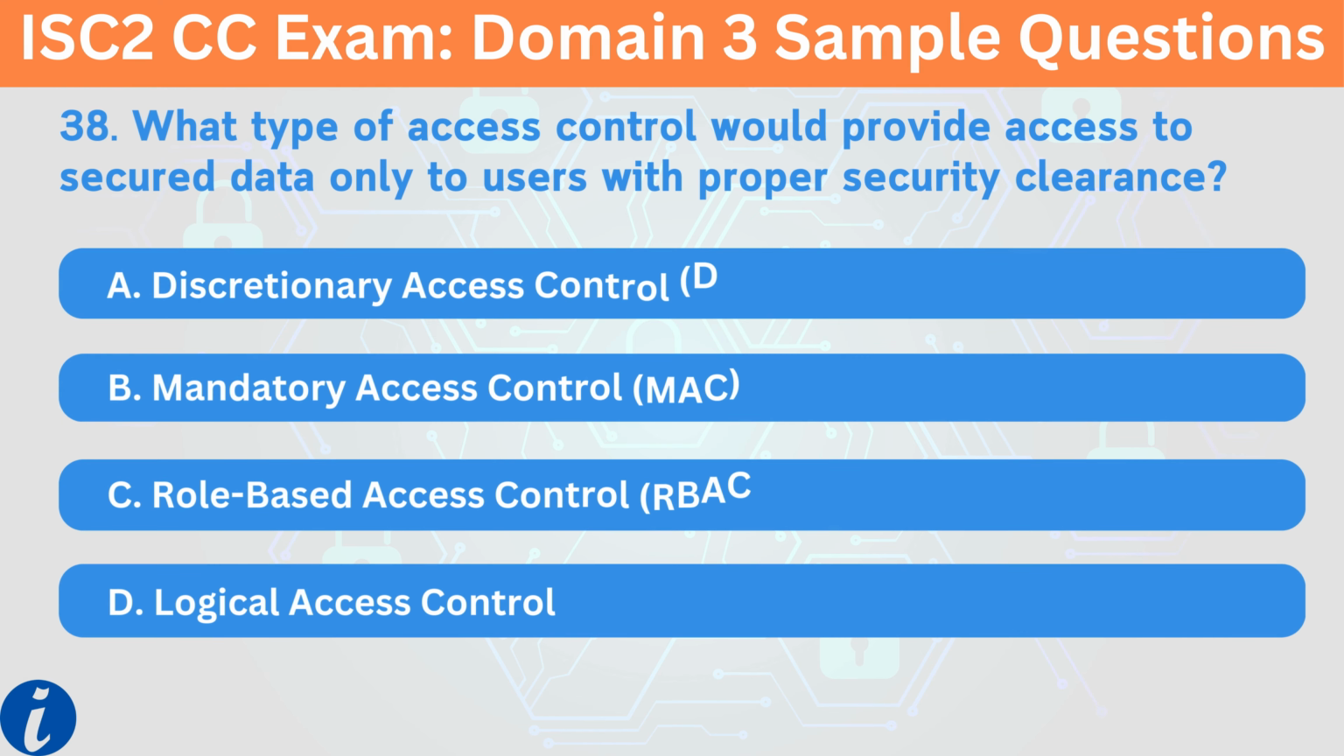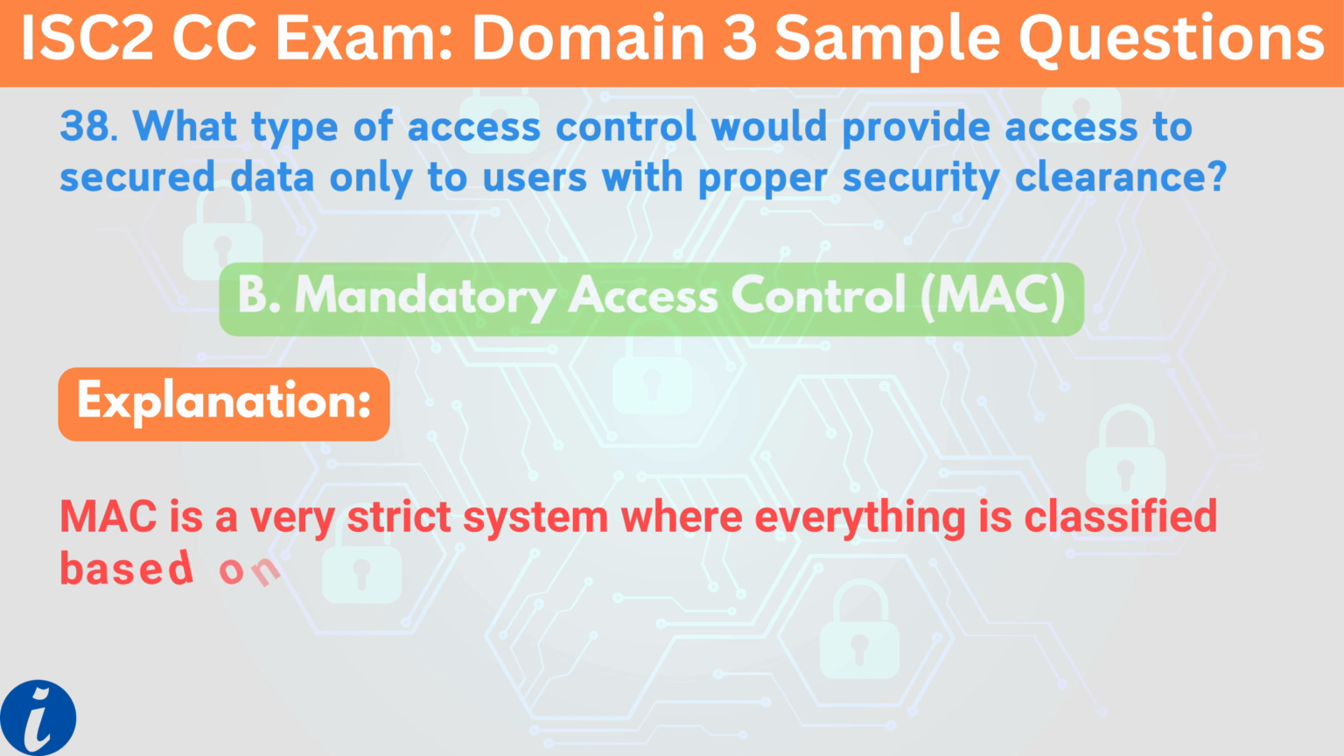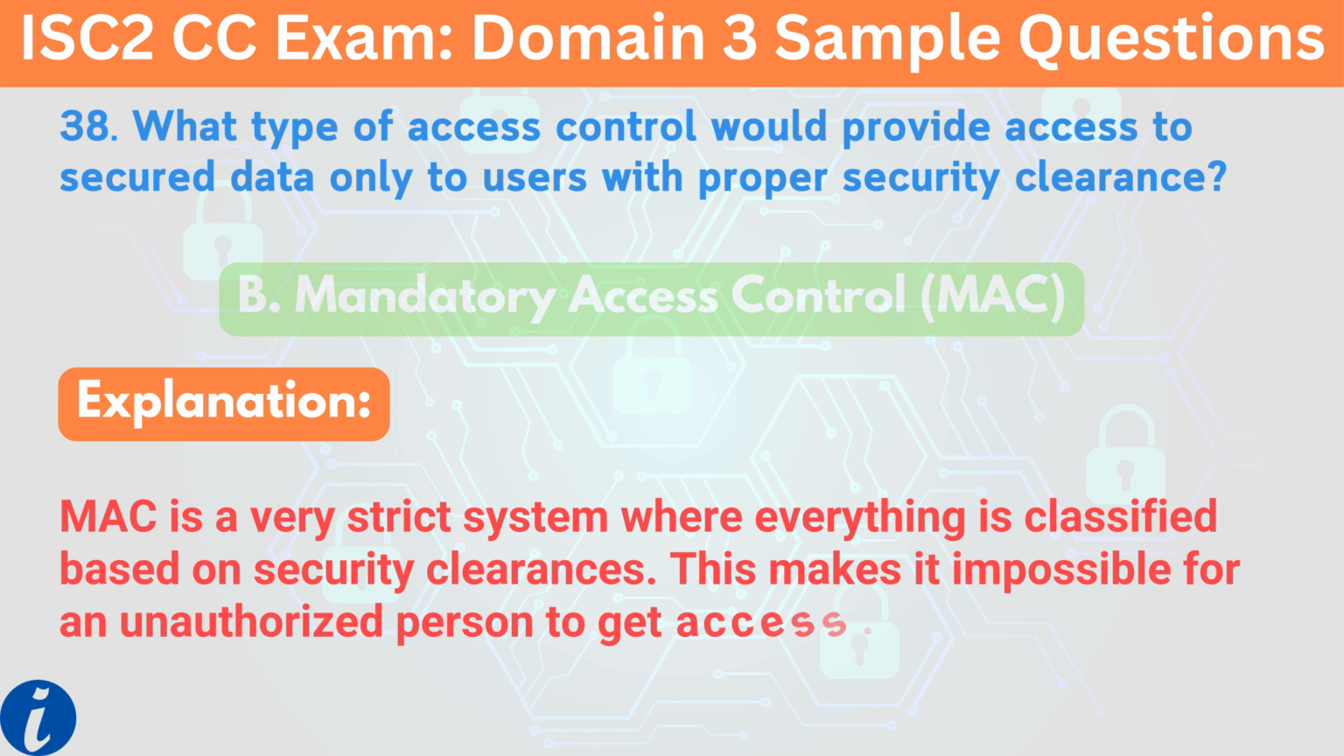38. What type of access control would provide access to secured data only to users with proper security clearance? A. Discretionary access control, DAC. B. Mandatory access control, MAC. C. Role-based access control, RBAC. D. Logical access control. The correct answer is B. Mandatory access control, MAC. Explanation. MAC is a very strict system where everything is classified based on security clearances. This makes it impossible for an unauthorized person to get access.